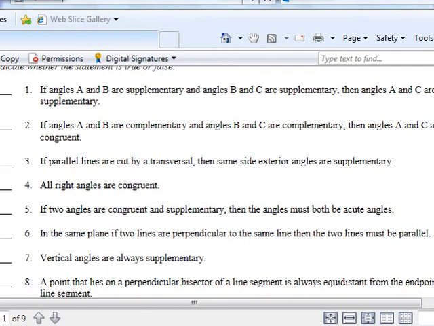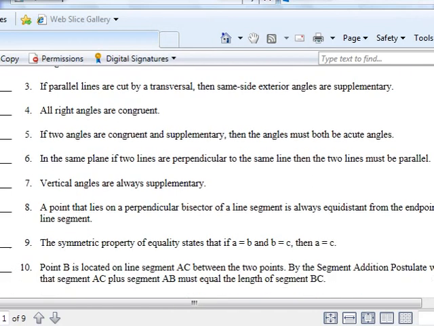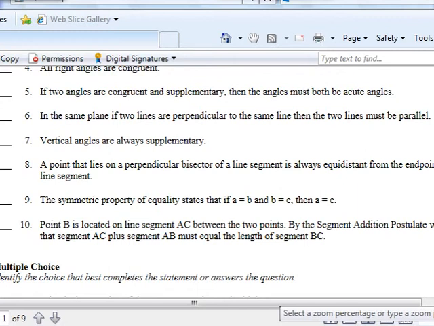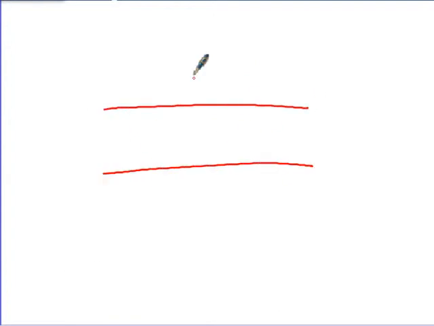Number 6. In the same plane, if 2 lines are perpendicular to the same line, then the 2 lines must be parallel. If 2 lines are perpendicular to the same line, let's draw it. 2 lines are perpendicular, and perpendicular means they form right angles, right? If they're perpendicular, you've actually got four 90-degree angles here. Question is, are these two lines parallel? This line and this line.